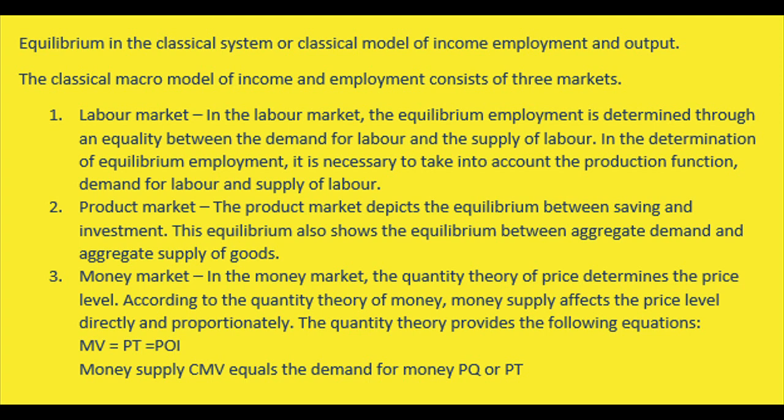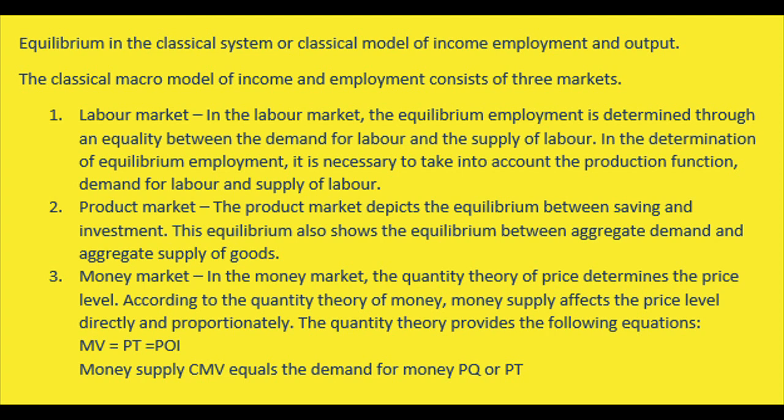Equilibrium in the classical system, or classical model of income, employment and output. The classical macro model of income and employment consists of three markets. First is labor market, second is product market, and third is money market. Labor market: in the labor market, the equilibrium employment is determined through an equality between the demand for labor and the supply of labor. In the determination of equilibrium employment, it is necessary to take into account the production function, demand for labor and supply of labor. Product market: the product market depicts the equilibrium between saving and investment. This equilibrium also shows the equilibrium between aggregate demand and aggregate supply of goods.